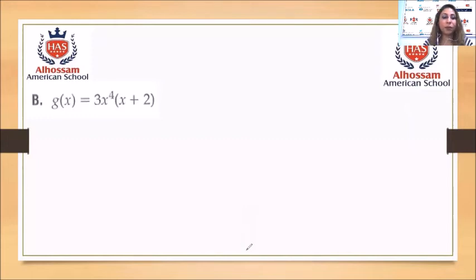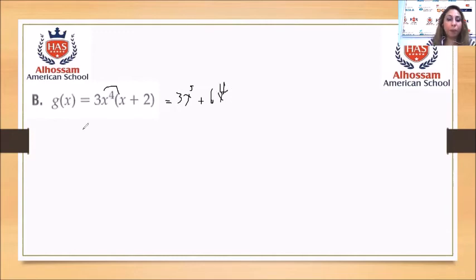We will distribute 3x to the power of 4 by the x and 2. Perfect. What will be? 3x to the power of 5. Perfect. Okay. And then? Plus 6x to the power of 4. Perfect. Okay, 6x to the power of 4.